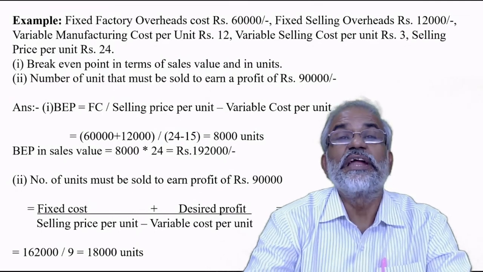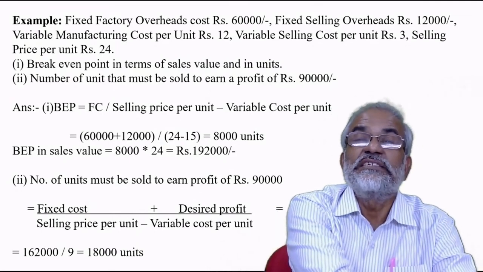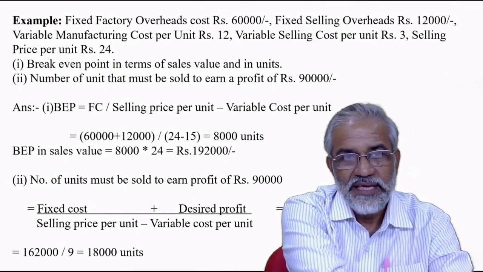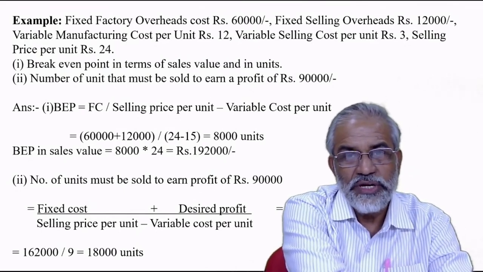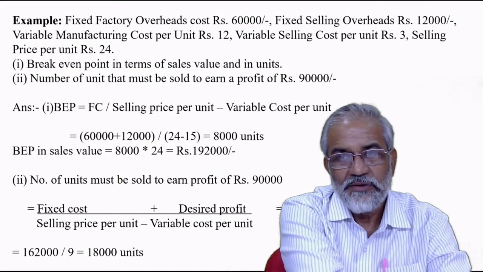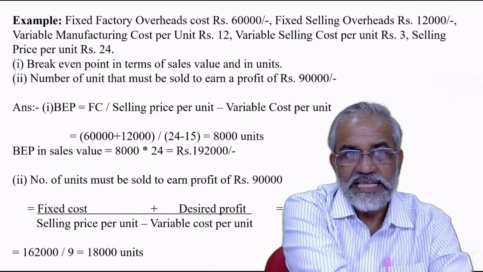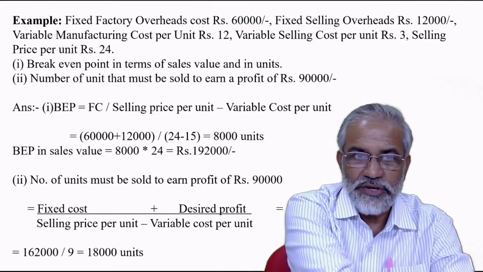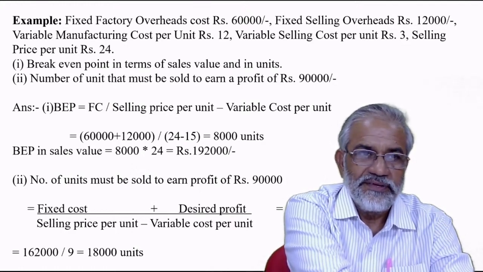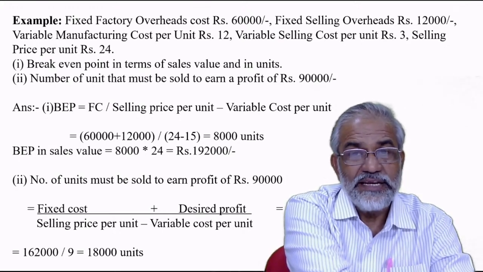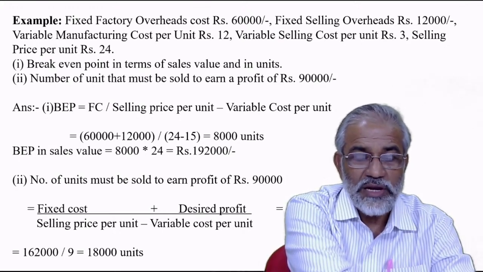Come to a second example. The fixed factory overhead cost is 60,000 and the fixed selling overheads is 12,000. Variable manufacturing cost per unit is rupees 12. Variable selling cost per unit is rupees 3. Selling price per unit is 24. So, find the break-even point in terms of sales value and in units.